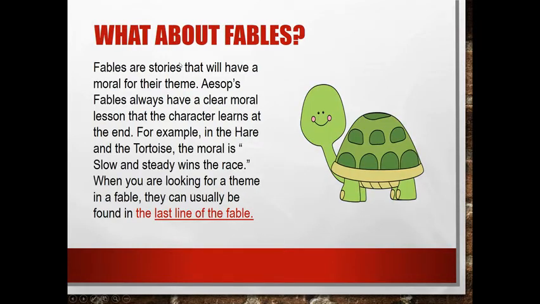What about fables? We'll be reading some fables, and fables are stories that will have a moral for their theme. Aesop's fables have a clear moral lesson that the character learns at the end. For example, in The Tortoise and the Hare, the moral is slow and steady wins the race. When you are looking for a theme in a fable, it can usually be found in the last line. That's what I was telling you in our notes, that sometimes the theme is stated. A lot of times at the end of a fable, the author will just give you the moral or the lesson.